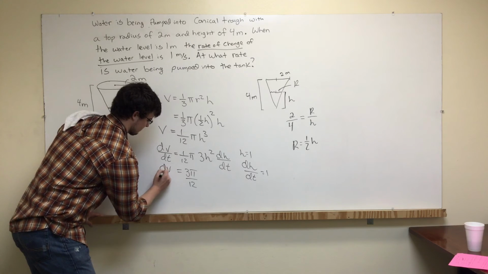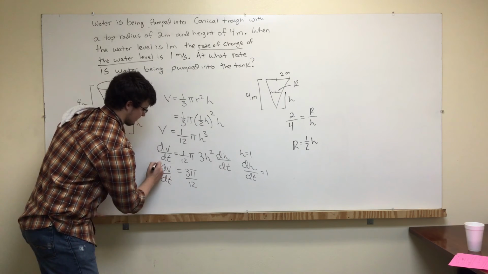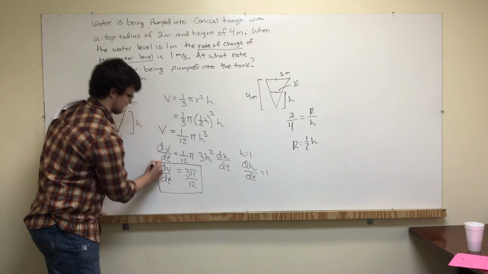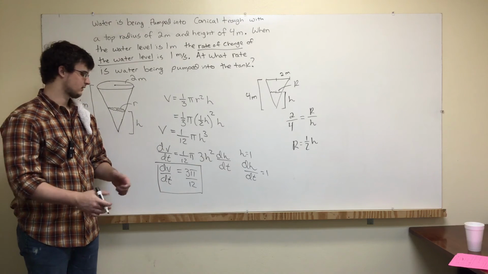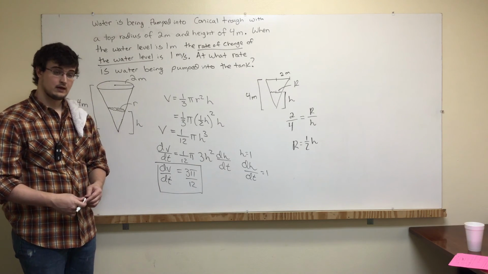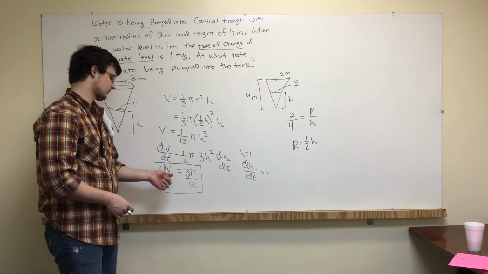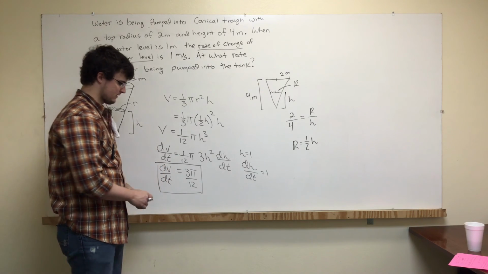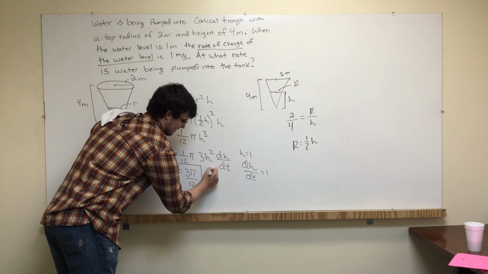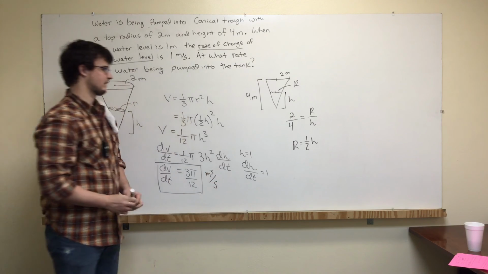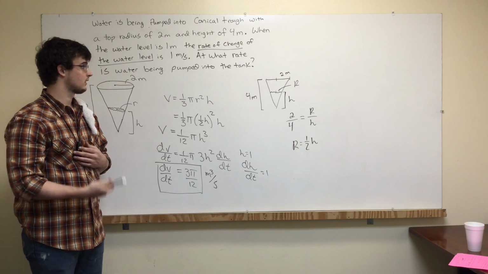So the water is being pumped in at a rate 3 pi over 12. And you can supply the units, so this is volume per time. So the units would be like meters cubed per second. And that's that one.